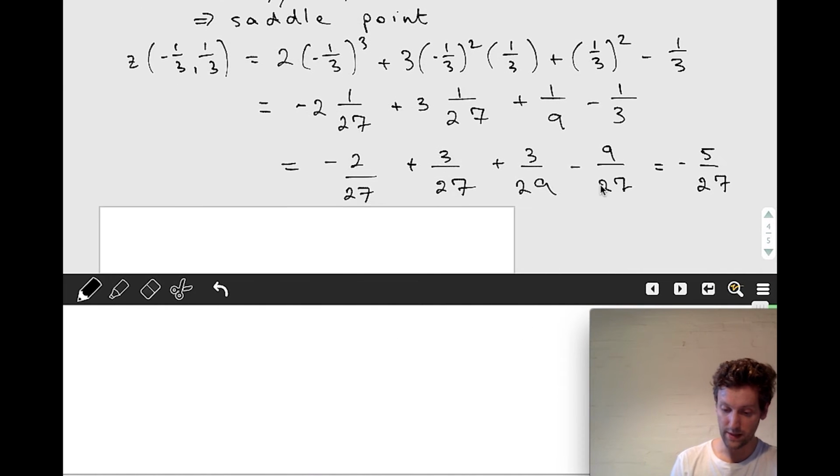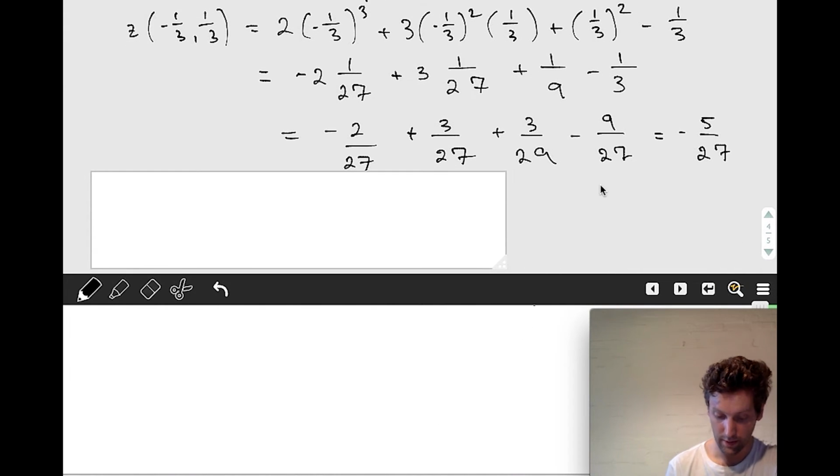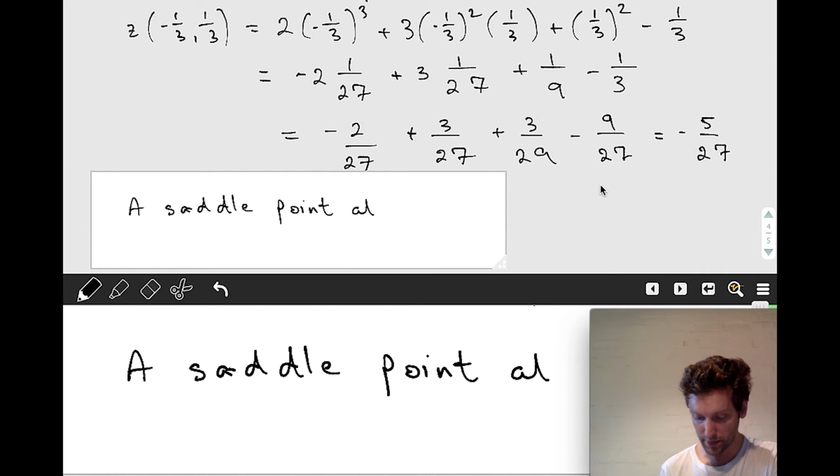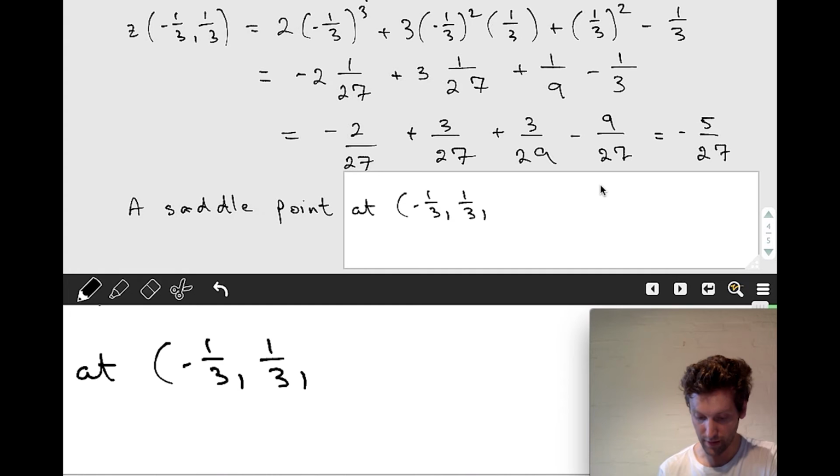So let's summarize that. We found that we have a saddle point at the point x is equal to minus a third, y is equal to a third, and z is equal to minus 5 over 27.